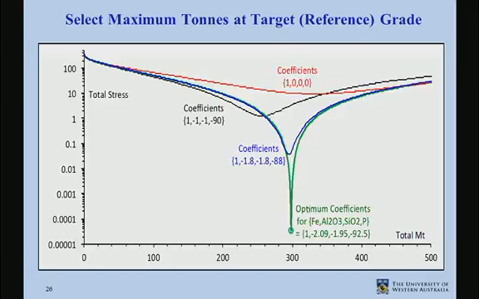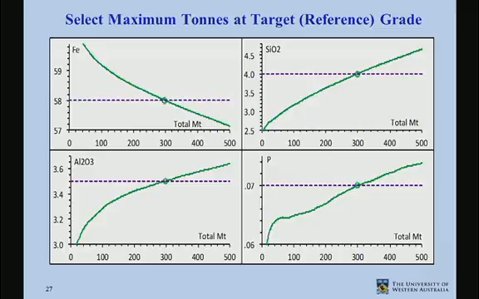Yeah. If you work out for each block that composite function, which would be iron minus 2.09 times the alumina minus 1.95 times the silica minus 92.5 times the phosphorus. If that was above a certain value, you call it ore. If it's below a certain value, you call it waste. If you add all the ore together, you've got the maximum tonnage at the target grade. And if you then plot, when you're using that composite function, as you plot each of the analytes, you find that as you get to that 298 million tons, you're spot on the target grade for each of the analytes.